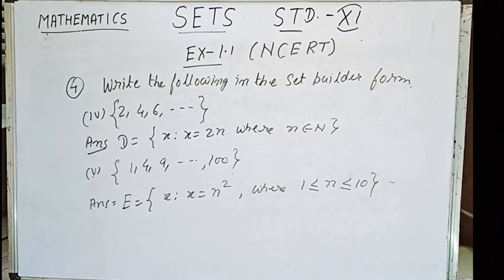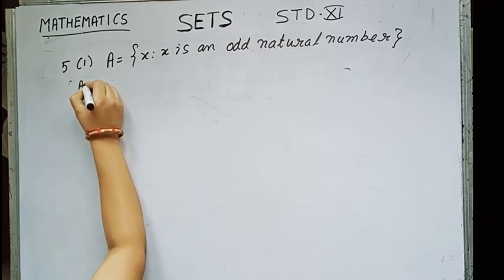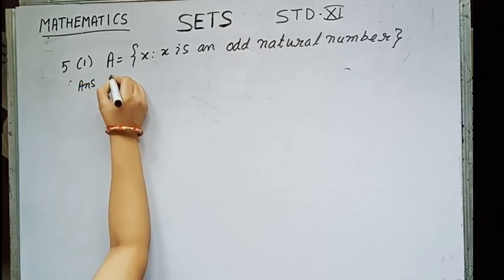Now question number 5 says that list all the elements of the following sets. Now a few sets are given in set builder form and we have to write them in the roster form. So let us proceed. 5 subpart number 1 is A equals {x such that x is an odd natural number}. So let us write the answer, we have to write it in the form of roster form.